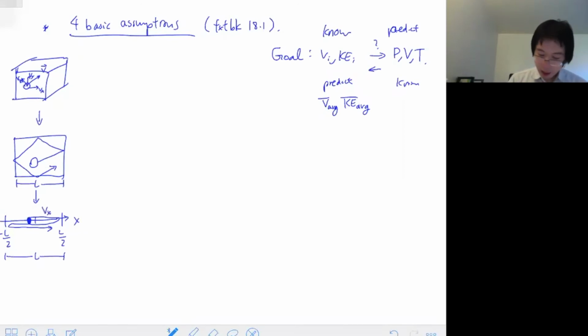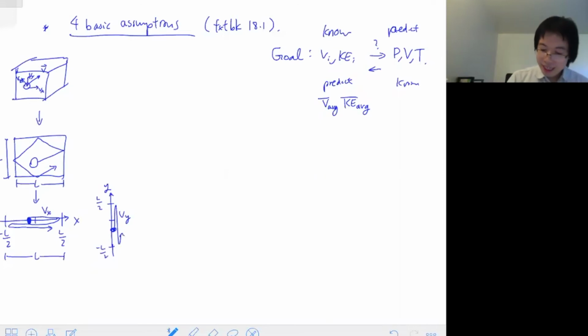Or I can plot its y direction. Again, let's say this is a square box, so L over 2, minus L over 2. The particle is here, and it goes up, goes down, goes up again, like this. And I can trace its motion. I can do it for z as well.